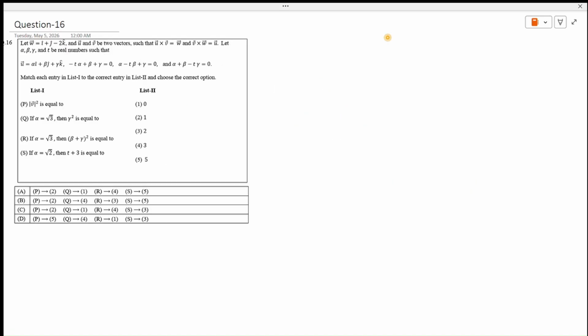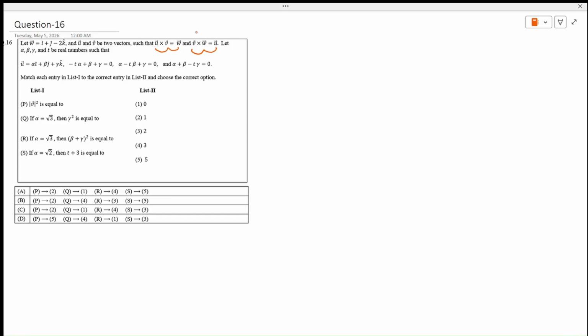Now let us look at the last question. Let W, U, V be vectors which satisfy these two conditions, and alpha, beta, gamma, and T are real numbers. And there are 4 more equations. Okay, now first let us look at these two equations. From these two equations, it is clear that W is perpendicular to V and U is also perpendicular to W and V. That means these three are mutually perpendicular to each other.